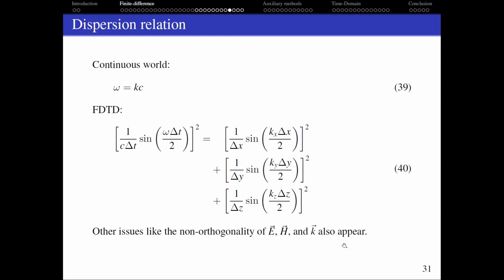Another issue that is more of concern to people that implement the methods is that E, H, and K are not orthogonal anymore. It's something that is due to the grid, the FDTD grid. So this is a problem that is not, I would say, very present in calculations. This is really something for people that write algorithms for the FDTD.